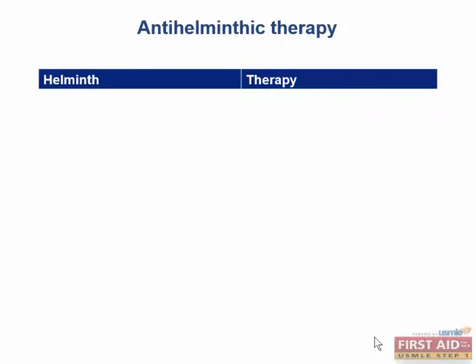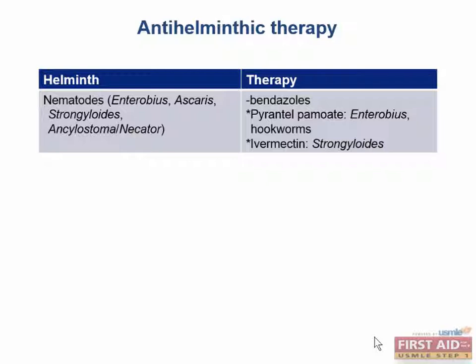Now let's go over the anti-helminthic therapies. Remember, the helminths are the parasitic worms that can cause disease. Questions like these on Step 1 are rather straightforward and are pretty low yield, so we're going to go through them pretty quickly. Nematodes include Enterobius, Ascaris, Strongyloides, Ancylostoma, or Necator species.